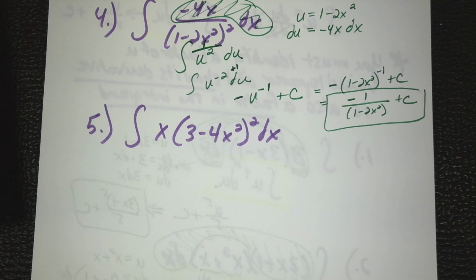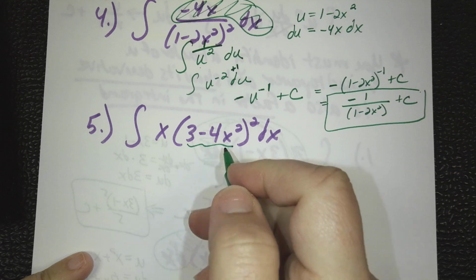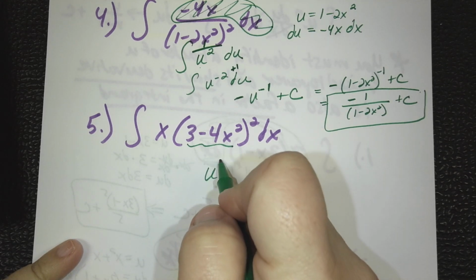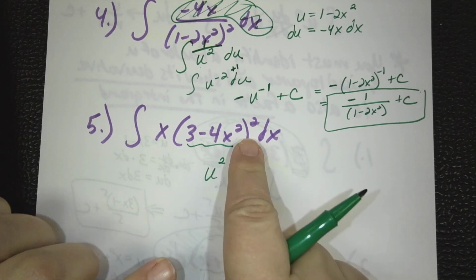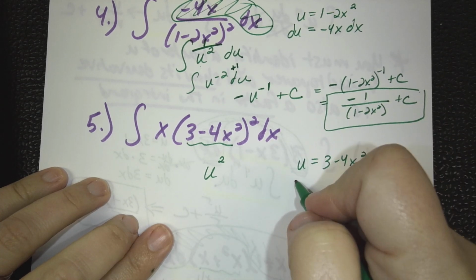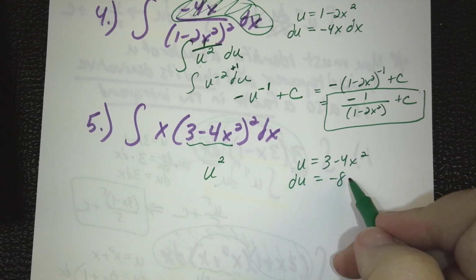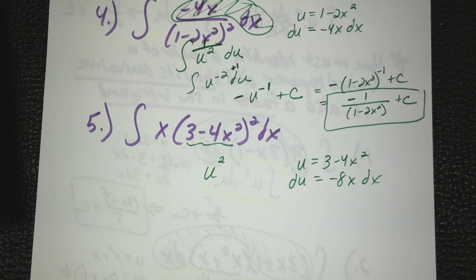We're going to do it right now. Okay? Would you all agree? Again, this is my u. I'm going to put squared. So 3 minus 4x squared. I'm going to take a derivative of it, which would be what? Negative 8x dx. Okay, whoa, we got a problem here. I don't have negative 8x dx. But I do have x dx.